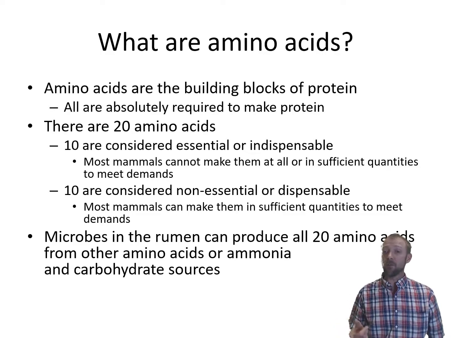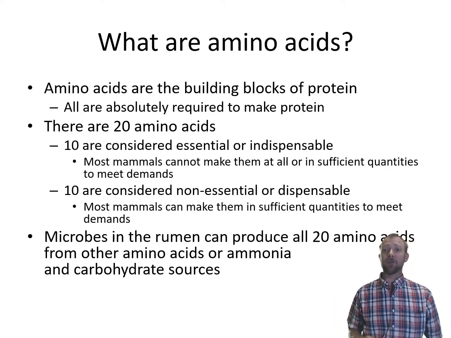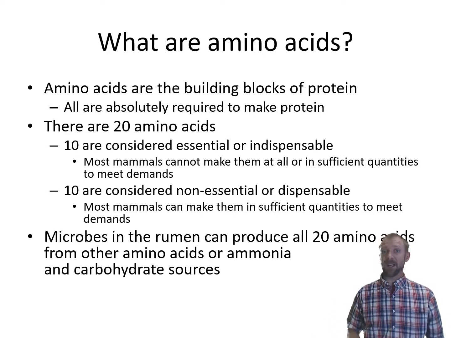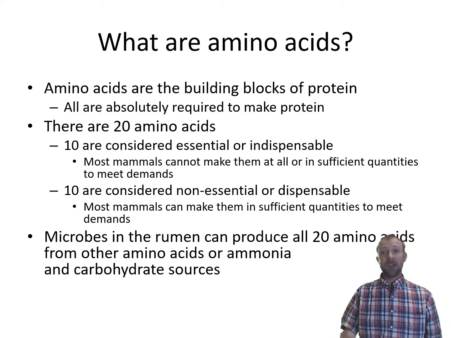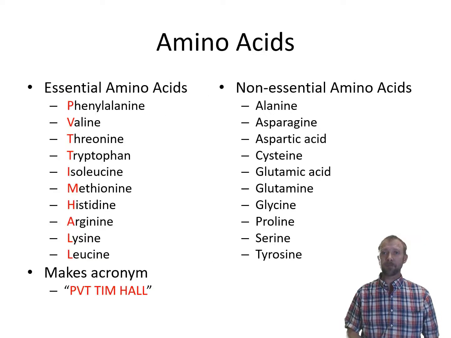Interestingly, the microbes in the rumen can produce all 20 amino acids from other amino acids or from ammonia and other carbohydrate sources that they get. So they can make all 20. So theoretically, you could feed a ruminant animal 0 protein in its diet and it would still be able to survive as long as it had a nitrogen source and the carbohydrate sources it required.